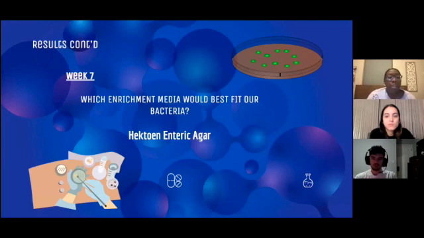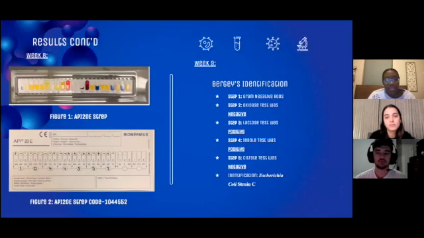For week 7, we came with the question which enrichment media would best fit our bacteria, and we came up with Hektoen enteric agar. The reason we found this to be the best for our bacteria is because this agar plate works best with gram-negative bacillus bacteria, and that is what our identification of our bacteria was.